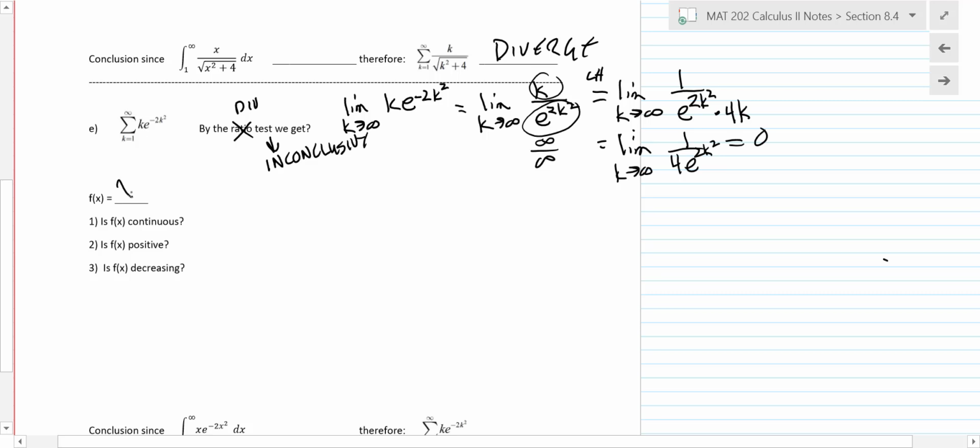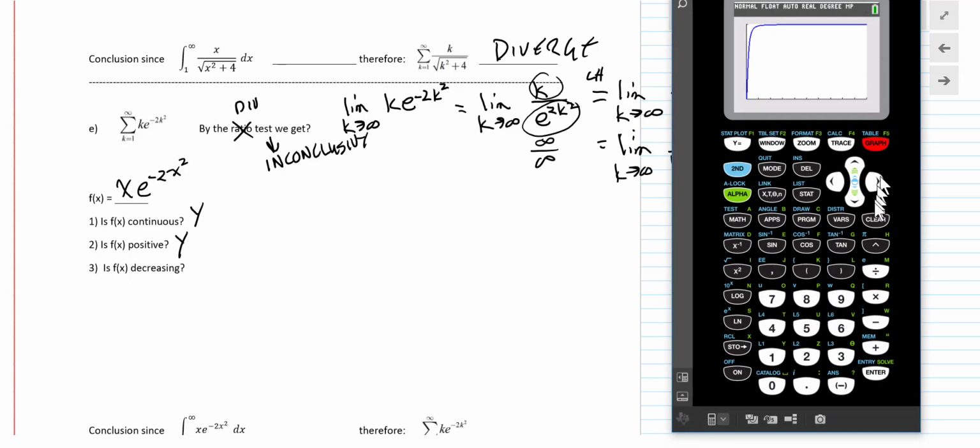The function you're going to use is x e to the negative 2x squared. That function is going to be continuous. The terms are going to be positive. You can go through and work that out. And for decreasing, you could graph this on a calculator. I'm not going to do the calculus too much on that, just for time purposes. This is a good thing to do because it verifies all the things you need to have.